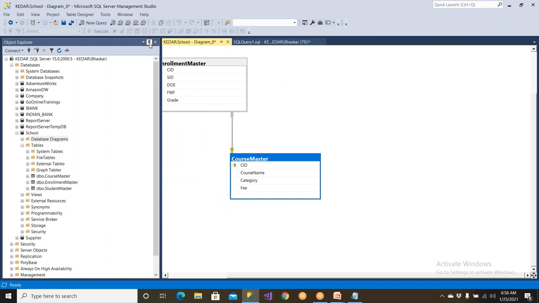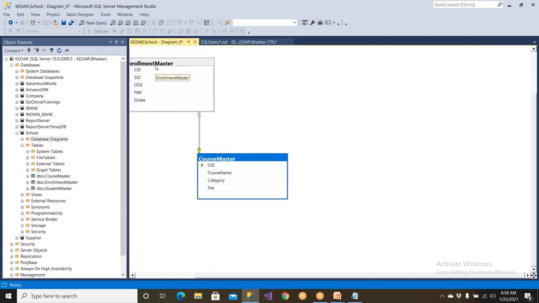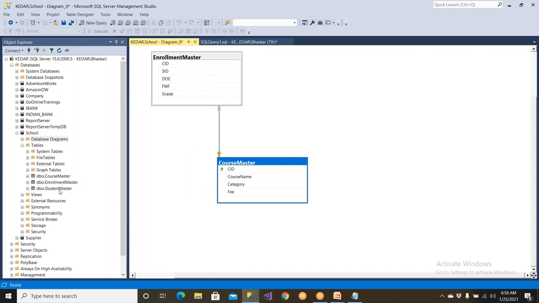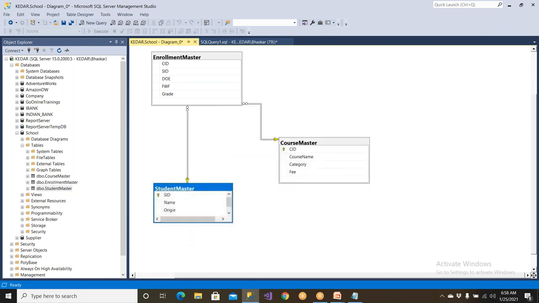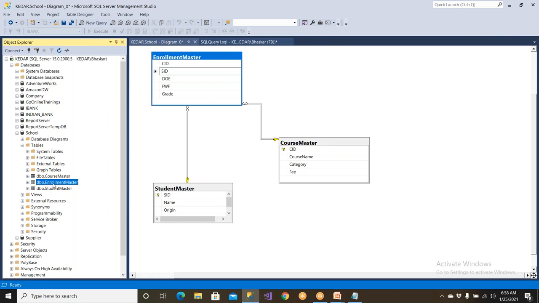I have taken enrollment master and this is linked to course master and we have one more table. So that is also you can drag, and this is course master and student master, okay? When I execute and show you this, what is the meaning? This is a primary key and this is linked to this table as a foreign key. This is a primary key symbol, this is linking to this as a foreign key. Clear?